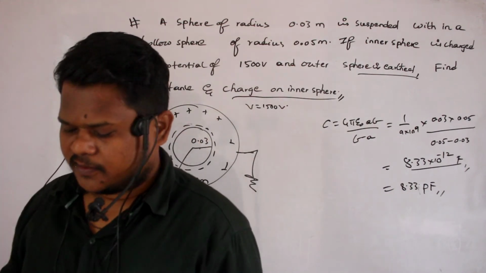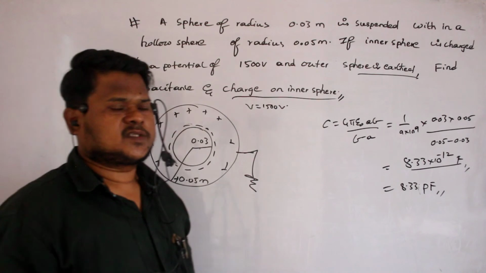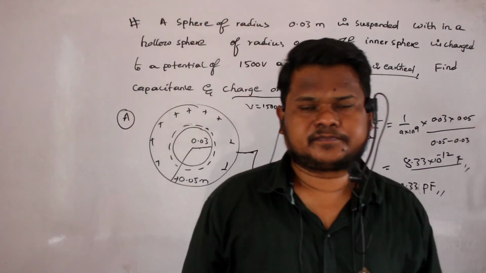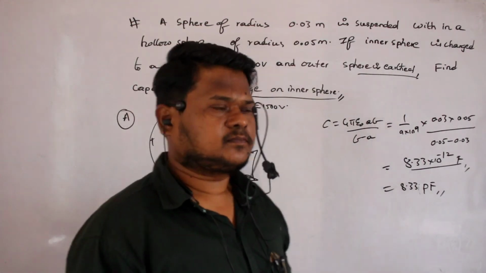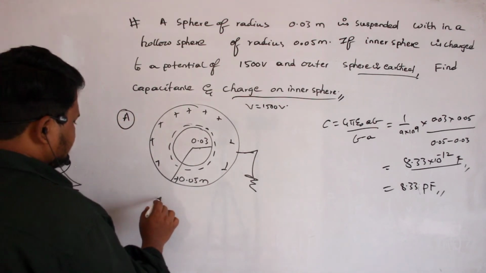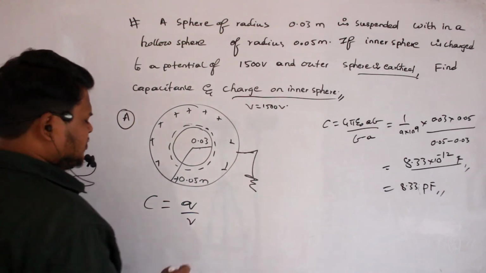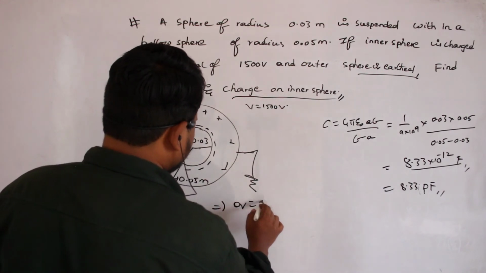Charge on inner sphere, how can I calculate? What is there here to calculate? C is equal to Q by V, no? C is equal to Q by V, so therefore Q is equal to C into V.